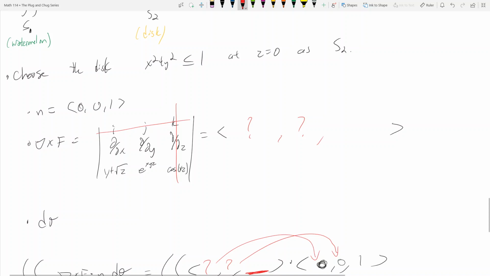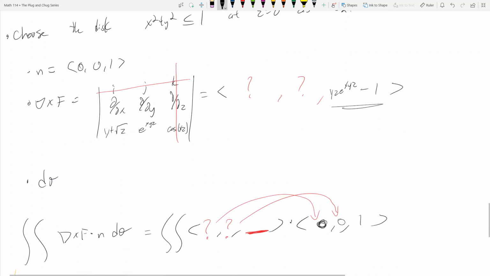And what do I get? This looks like it ends up being the partial in x of this guy, which is yz e to the xyz, and then the partial in y of that guy, so minus that is minus 1. All right. So again, I only need to care about this last entry, because eventually when I'm dotting my curl with n, everything gets sent to 0. The first two components get sent to 0, but the last guy gets multiplied by 1. Okay? So, all right, this is what I get.